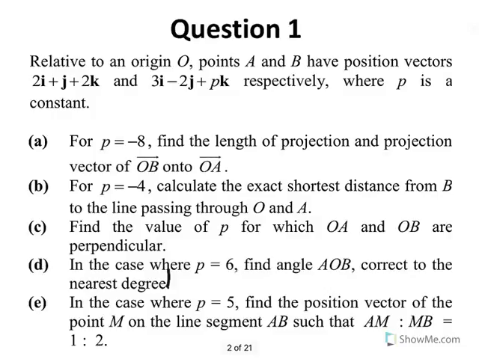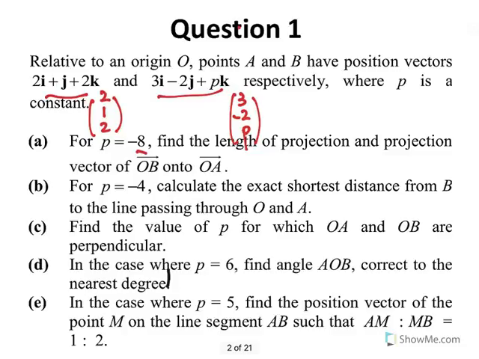Okay, so this is for question 1, vectors assignment question 1. Relative to an origin O, we have the points A and B to have the position vectors (2, 1, 2) and (3, -2, p). If you write it in column vector form, OA is (2, 1, 2) and OB is (3, -2, p), for p equals negative 8.